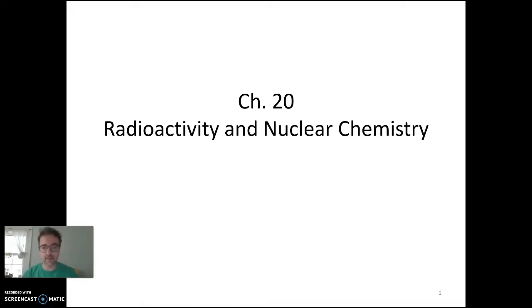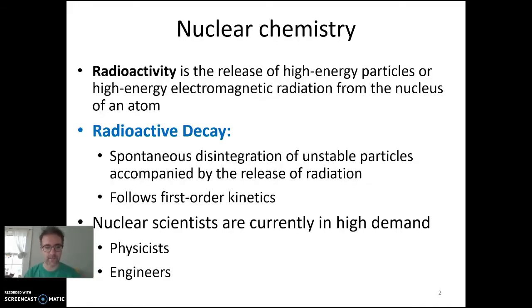Chapter 20. This is the last offline lecture of the semester on radioactivity and nuclear chemistry. So radioactivity is the release of high-energy particles or high-energy electromagnetic radiation from the nucleus of an atom. And so radioactive decay is when unstable particles spontaneously disintegrate in the nucleus and are released as radiation. And this follows first-order kinetics, just like chemical reactions.